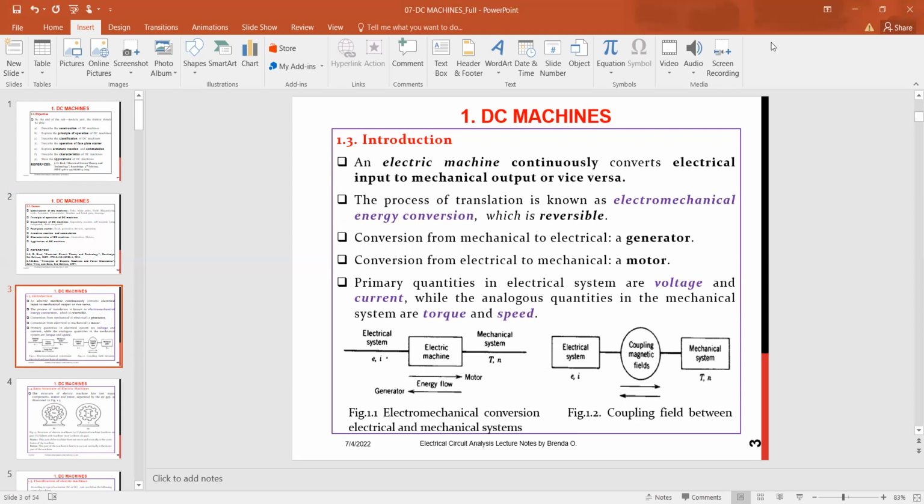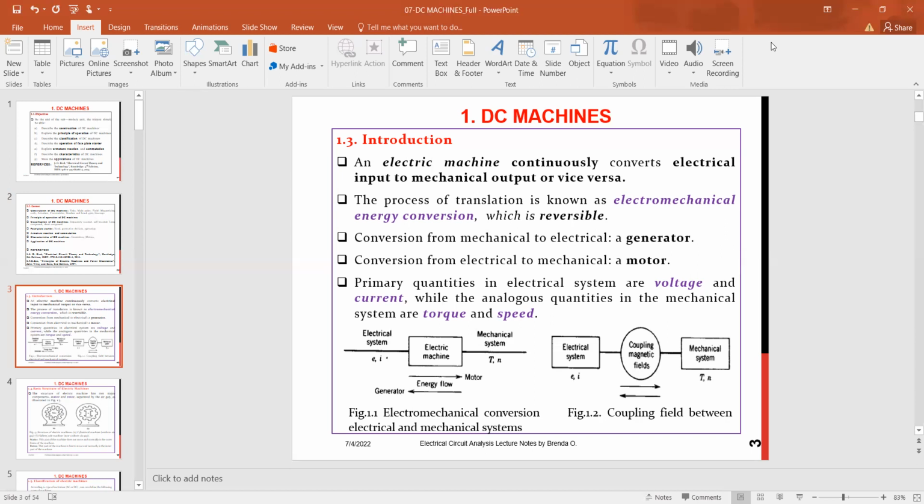Then when you want to convert from mechanical to electrical, you use a generator, as compared to converting electrical to mechanical using a motor. You will see what the characteristics of a generator are and how to convert mechanical to electrical. So we have primary quantities in electrical systems and mechanical systems, where in electrical systems, we have voltage and current. Those are the primary quantities that are used in electrical systems. I think we know them.